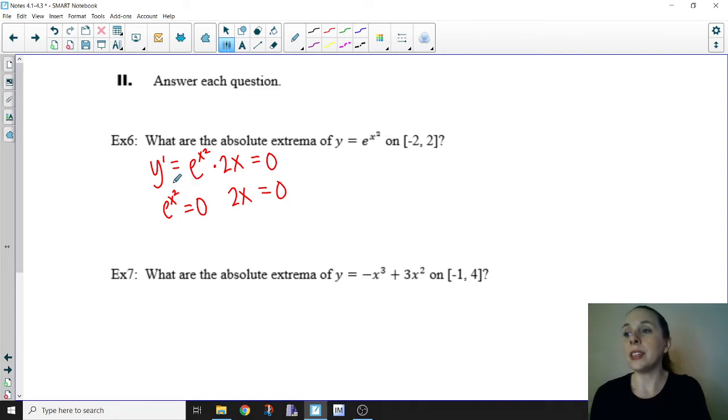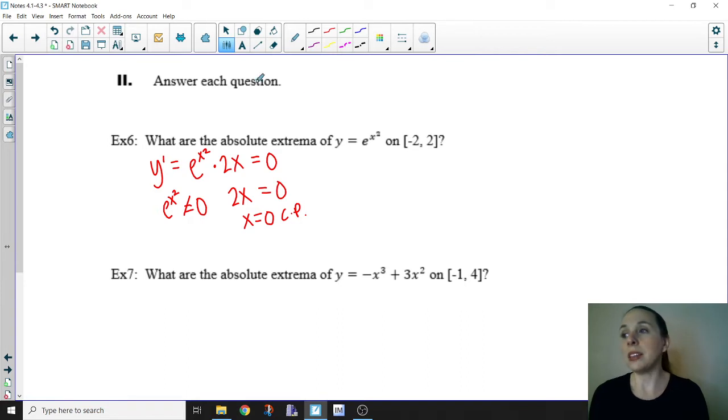Now, e to the x squared can't be 0, right? We've already discussed that. e is a positive number being raised to a power. Whatever you have in here is not going to result in a negative number or 0. So all we have to do is solve this little equation, and that gives us x equals 0 as our critical point. Now, if we're trying to find extrema, that's where we start. We start with critical points, right?